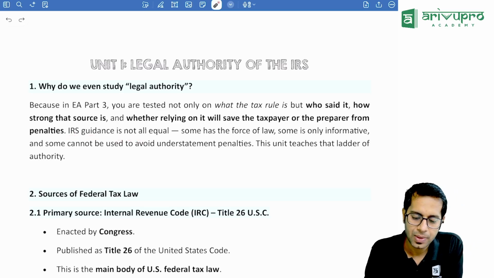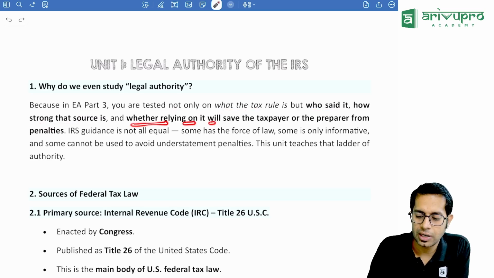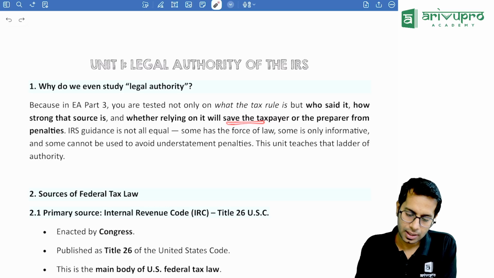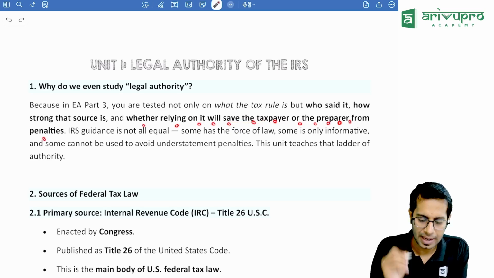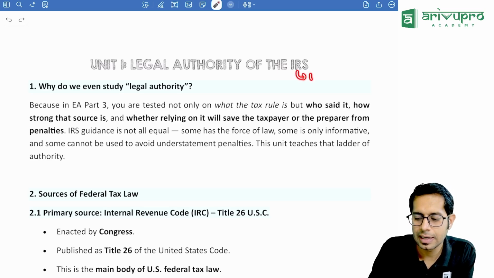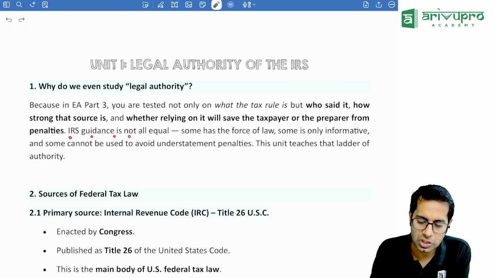So what is this point telling? In Part 3, you are tested not only on the tax rule, but also on who said it, how strong the source is, and whether to rely on it. Whether relying on it will save the taxpayer or the preparer from penalties. IRS guidelines. Whenever we say IRS, it means Internal Revenue Service. IRS guidelines are not all equal. Some have the force of law, some are only informative, and some cannot be used to avoid understatement penalties.